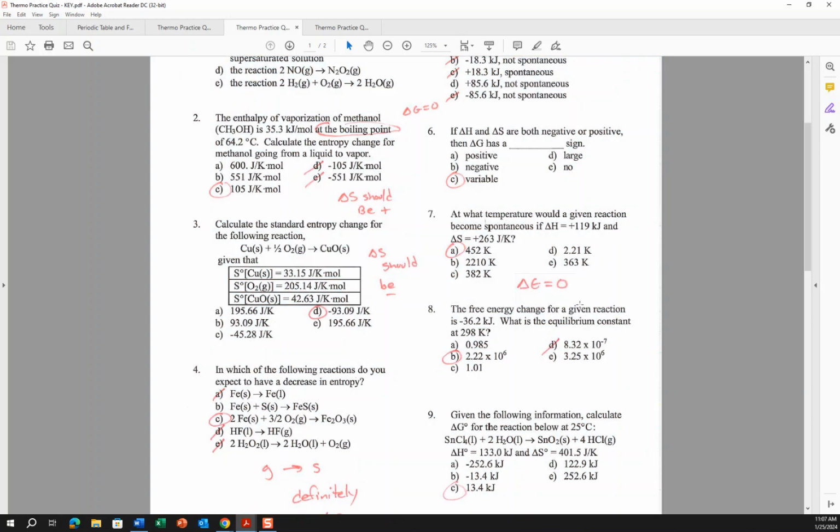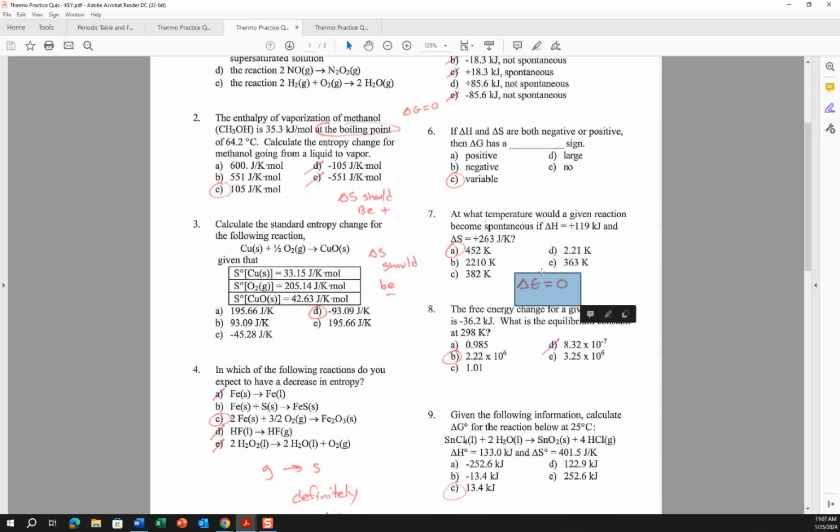So you want to know what is the temperature where delta G equals 0, and then anything above that temperature for this combination, positive, positive, the reaction is going to be spontaneous. And anything below that temperature, the reaction is not going to be spontaneous. So that's when delta G equals 0.